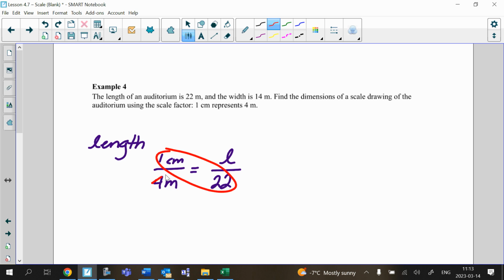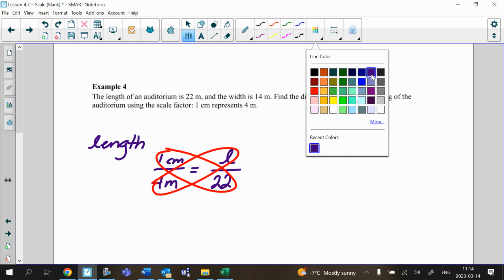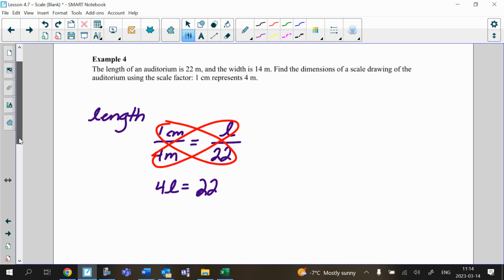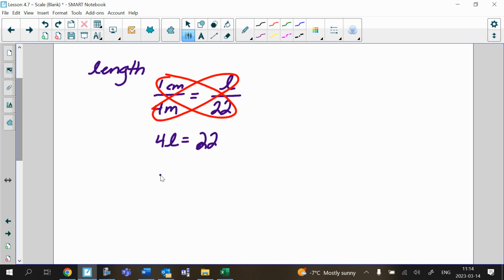So 4 times L, or 4L, will equal 1 times 22, which is 22. Divide both sides by 4, and you get 5.5 centimeters. So on the scale diagram, when you drew the auditorium, the length would have to be 5.5 centimeters.